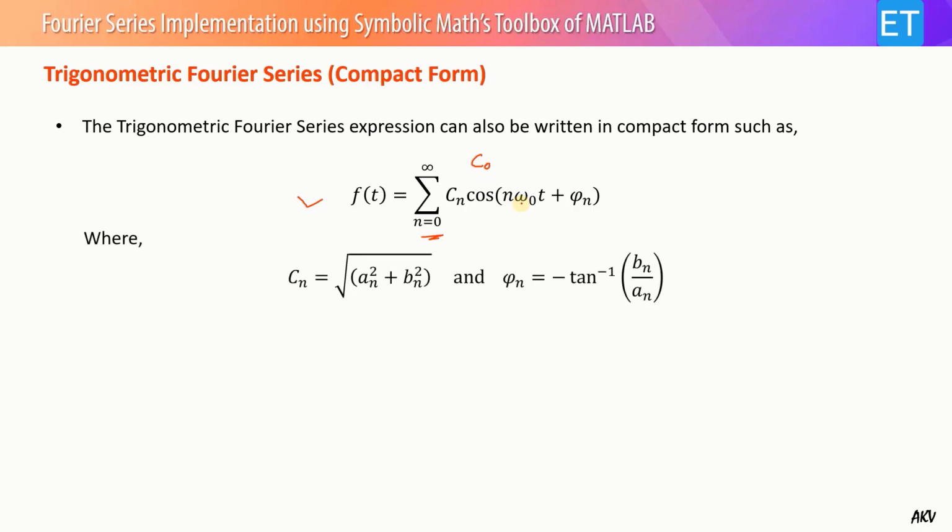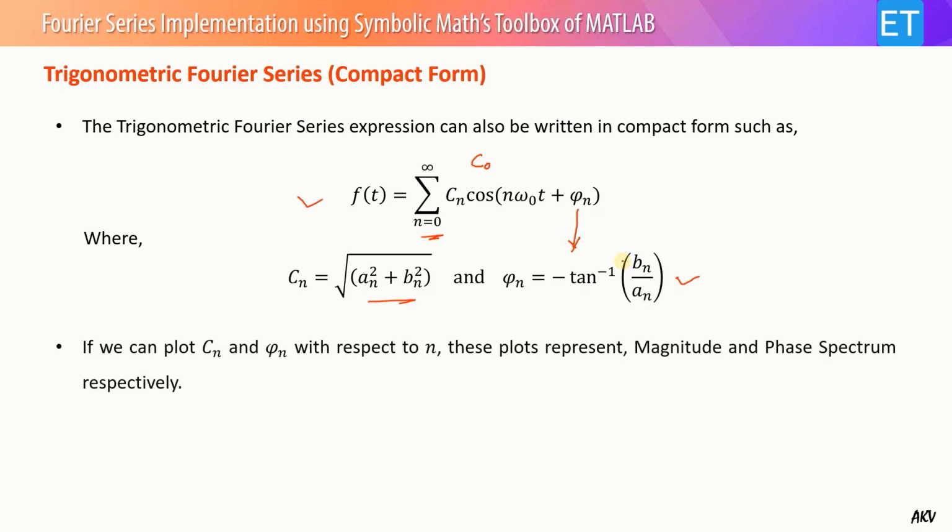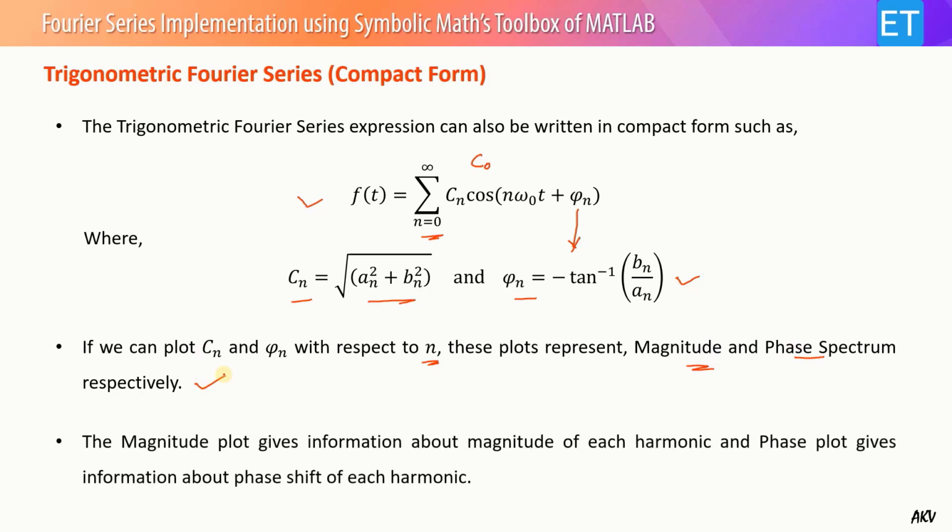And here Cn is obtained by this equation, square root of an square plus bn square, and this is the phi n, which represents the phase shift of these harmonics, by minus tan inverse bn upon an. Now if we plot Cn and phi n with respect to n, these plots represent the magnitude and the phase spectrum respectively. The magnitude plot gives the information about the magnitude of each harmonic, and the phase plot gives their phase shift information.